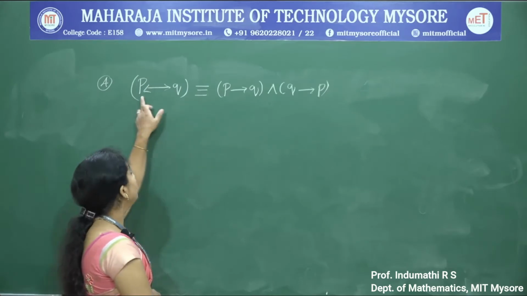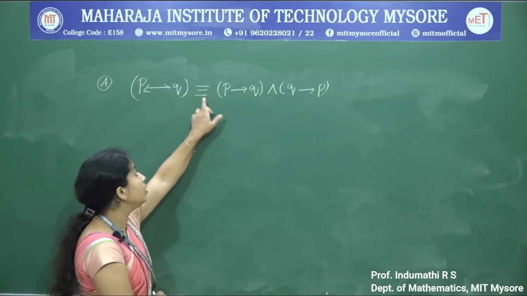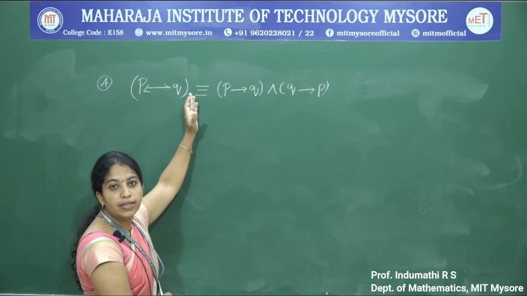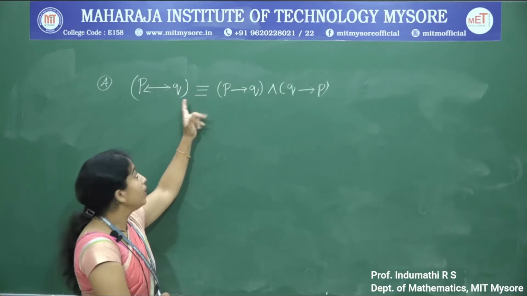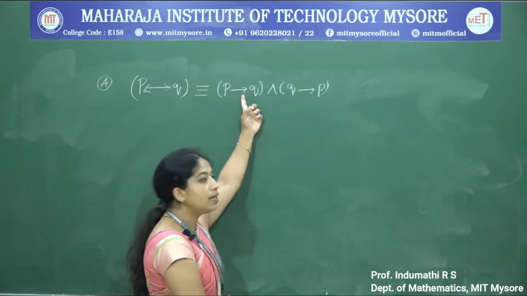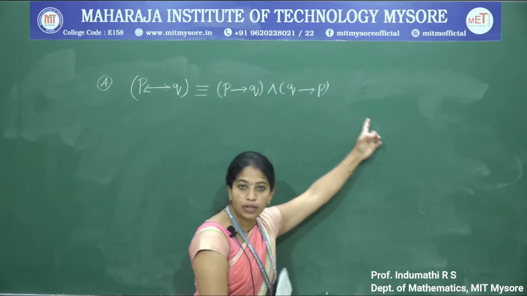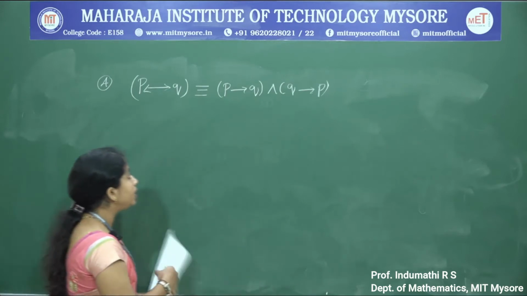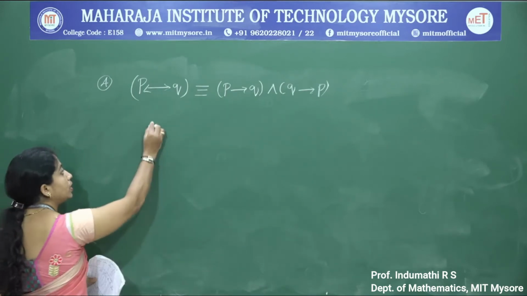Suppose we want to prove that P biconditional Q is logically equivalent to, this is the symbol for logically equivalent, P conditional Q conjunction Q conditional P. Now how many statements are there? There are only 2 statements.